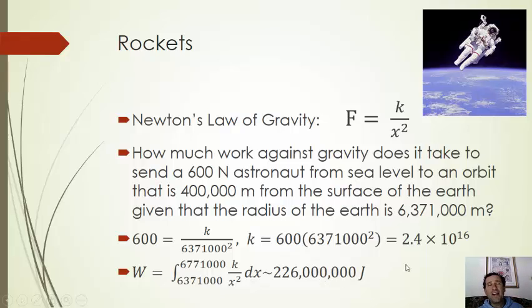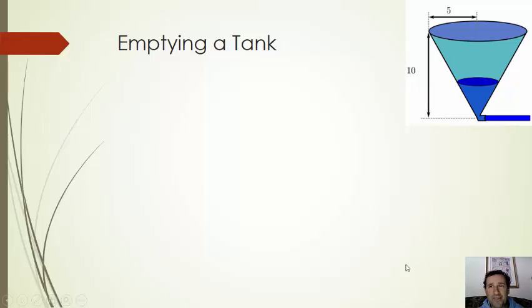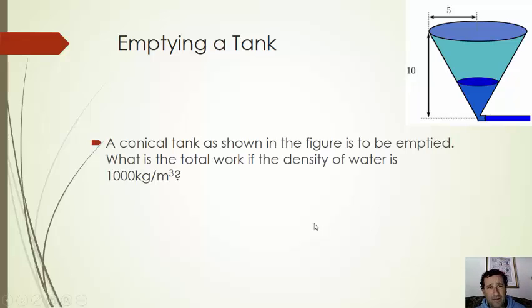Okay, now let's look at the next example. And that's about emptying a tank. So let's look at the problem. And it says the following. A conical tank, as shown in the figure, is to be emptied. So notice we have a conical tank. The height of this tank is 10 meters, and the radius at the top of the tank is 5 meters.